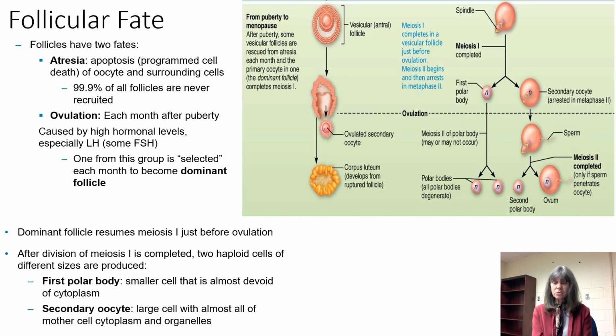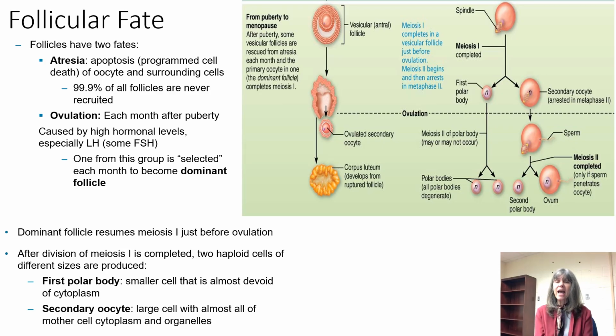if ovulation is to occur, that's going to occur once a month after puberty, and it's caused by high hormonal levels, especially luteinizing hormone. There is some follicle stimulating hormone involved in the process. We'll take a closer look at that. And only one follicle from that group of 20 or so on that ovary is going to be selected each month to become the dominant follicle. Now, a dominant follicle contains a primary oocyte that will resume meiosis 1 just prior to ovulation.